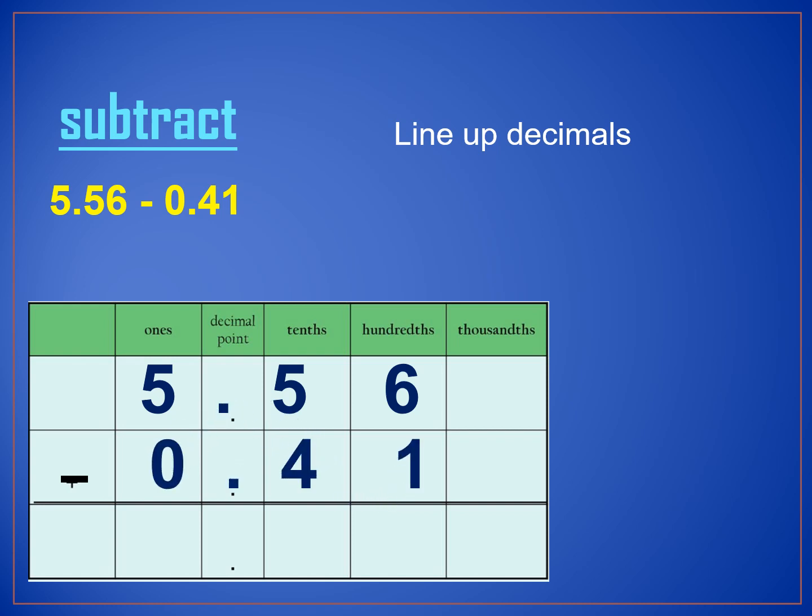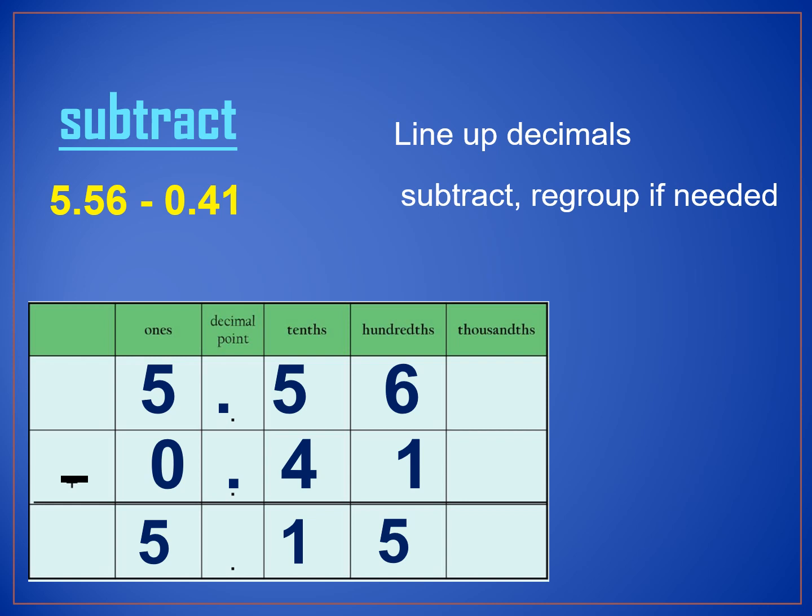So let's line up the numbers like which is shown here. Then after that, guys, I'm gonna subtract, then regroup if you need. So 6 minus 1 is gonna be 5. 5 minus 4 is gonna be 1. Then 5 minus 0 is gonna be 5. Then don't forget to put the decimal point at the same place down. So the answer will be 5.15.